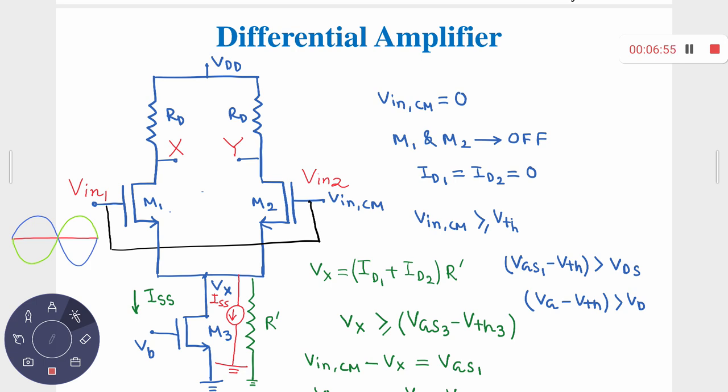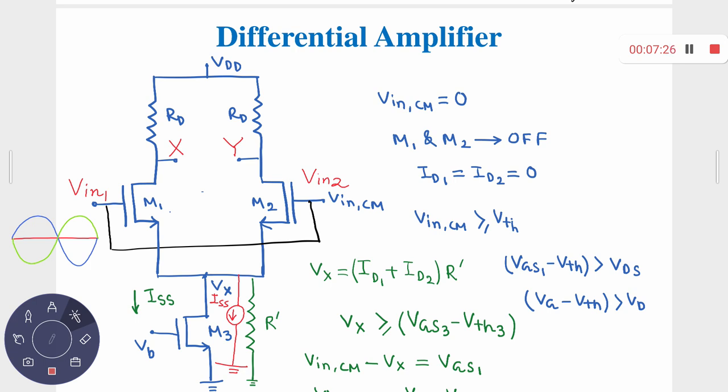Meaning what? That means the drain source voltage is small, and it is in a deep triode region. The gate voltage is large, the drain voltage is small, and it is in deep triode region, so there is no current flowing. Now when this V in CM exceeds the threshold voltage, you expect that the current starts flowing. Then what will be the status of these two MOS devices, M1, M2, and obviously M3?